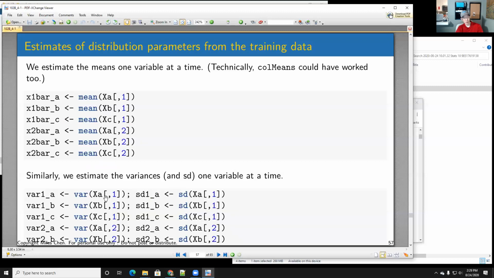We just do them one at a time. So these are just scalar values. These are not going to be a matrix, right? When you calculate the variance of both columns, you're going to get a 2x2 matrix. But here we're just going to calculate the variance of one column at a time, and we're just going to get a singular value. Okay.